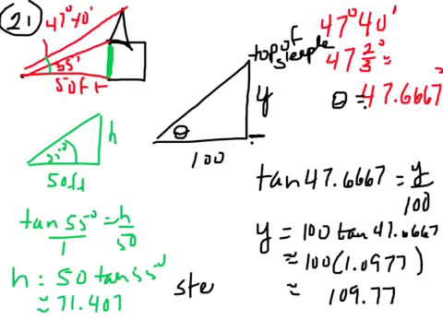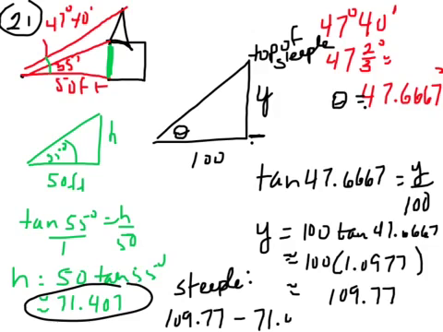If I want to know how high the steeple is, it's just going to be that 109.77 minus the ground to the bottom of the steeple, which is what we found here, 71.407. So I can subtract that. Let me do that on my calculator. And we end up getting about 38.36. So let's say that's about 38.4 feet high. That's the height of the steeple right there.